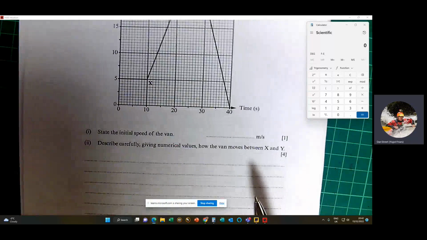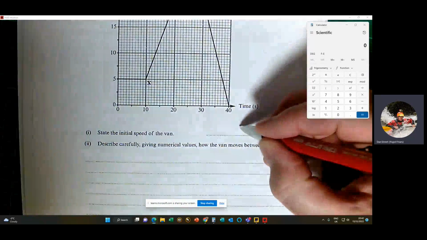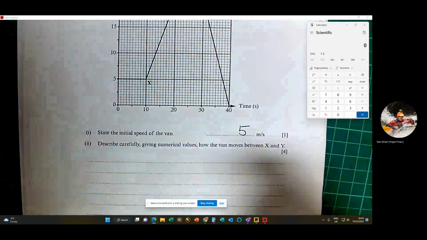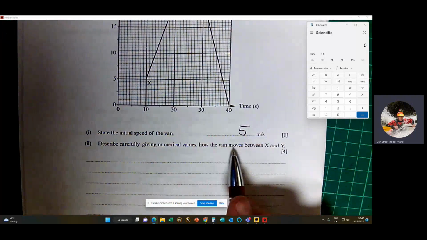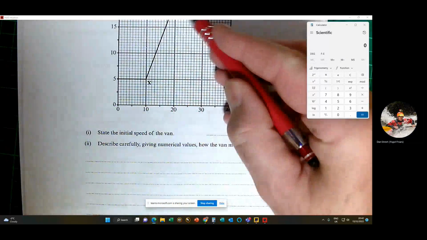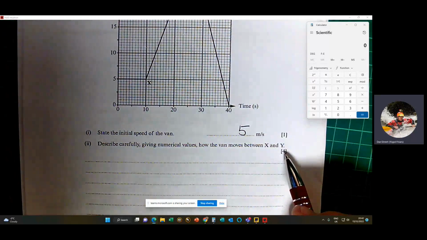So if we apply that to the question, it asks us what's the initial speed of the van. The initial speed of the van is 5 meters per second. It then says describe carefully, giving numerical values, how the van moves between X and Y. So X is this point here and Y is that point there. Okay, there are 4 marks. We need to make sure we try and make 4 points.